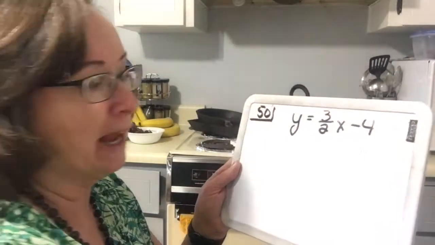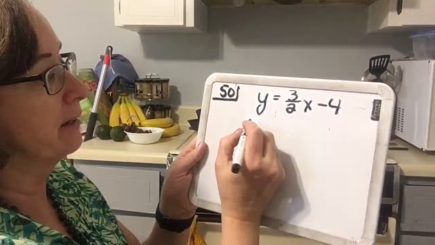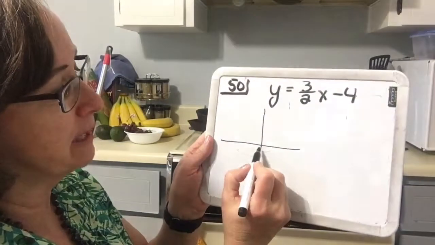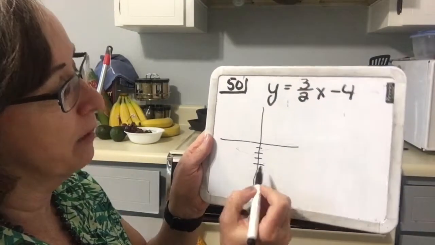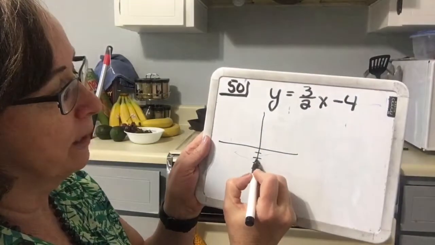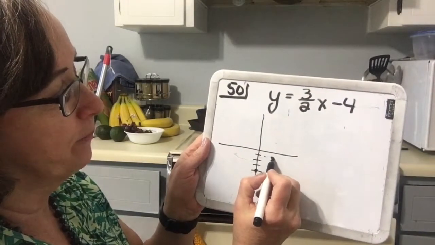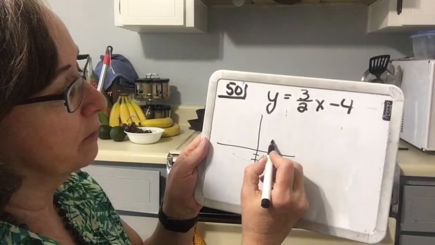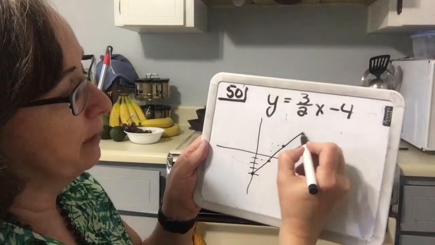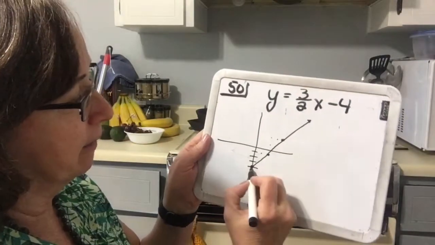If we're going to graph it without the graphing calculator, it would have a -4 y-intercept. 1, 2, 3, 4. And then it would go up 3 over 2: 1, 2, 3 over 2, and 1, 2, 3 over 2. So then we draw a line, and we know that's what it should look like, okay?